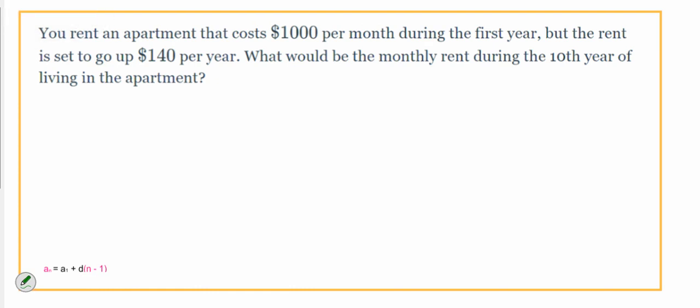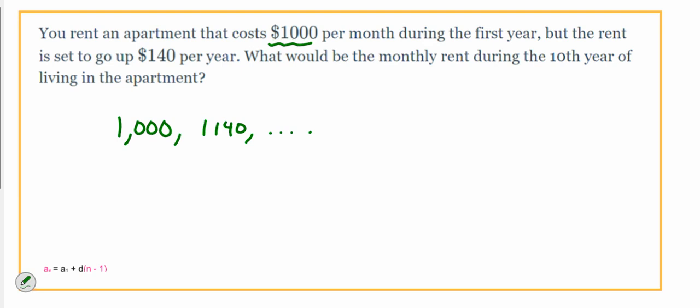All right, you rent an apartment that costs $1,000 per month the first year. I'm going to stop right now. I'm going to make this into a sequence because I know we're in sequences, right? So $1,000, that's going to be my first term in my sequence. But the rent is set to go up $140 per year. How much would my rent be the next year? We'd add 140 to this. We'd have 1,140, right? We'd keep going, they didn't ask us to do this. I wanted you to see that.